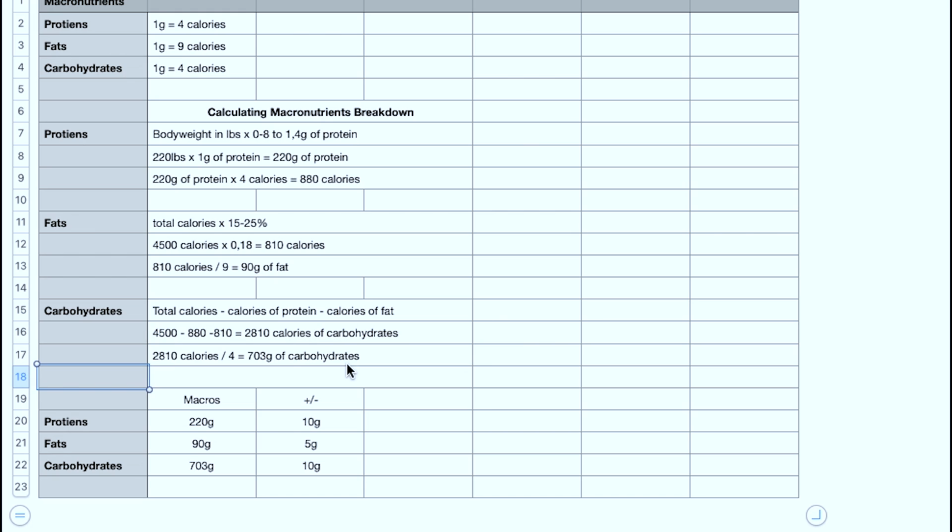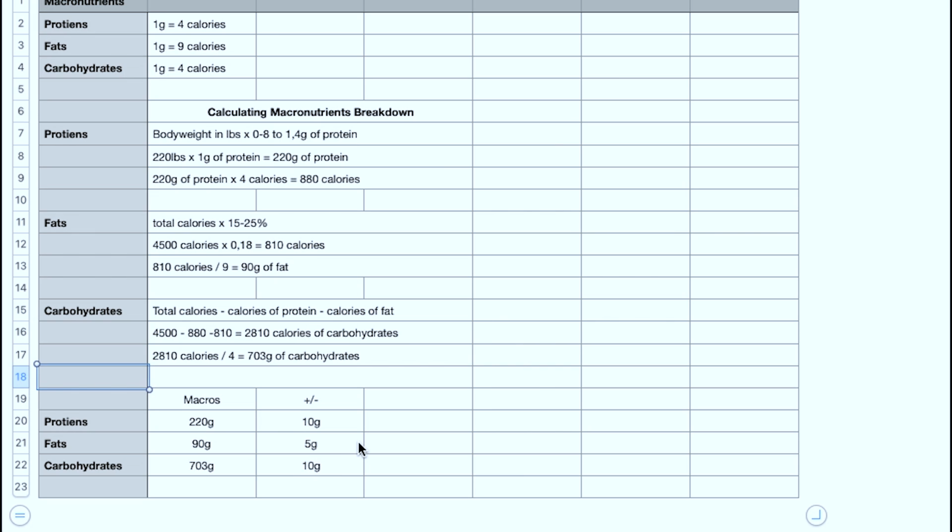So as you can see, we now have our total macronutrients. For proteins, we have 220 grams of protein, for fats we have 90 grams of fat, and for carbohydrates we have 703. Now I want to make this clear, you don't have to be 100% accurate every single day. It doesn't matter if you're a little bit over or under. I like to go on a plus minus rule of 10 grams for proteins, 5 grams for fats, and 10 grams for carbohydrates. So whether you're a little bit over or a little bit under, it's really not going to make a difference.